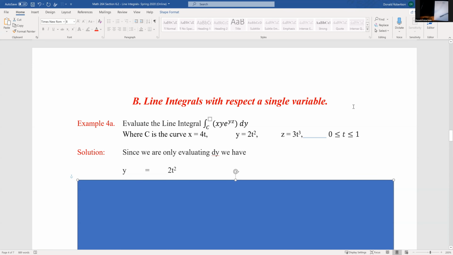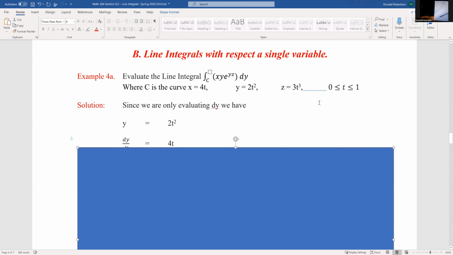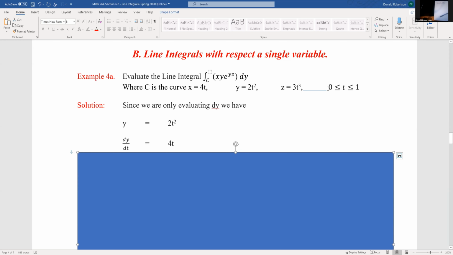Okay, then. In this case here, the y is 2t squared. So watch how I approach this one. I'm only interested in this dy, so I'm only interested right now in the information that's here. The other stuff will come later. Now, if y is 2t squared, if you differentiate that with respect to t, doesn't dy by dt get you 4t?